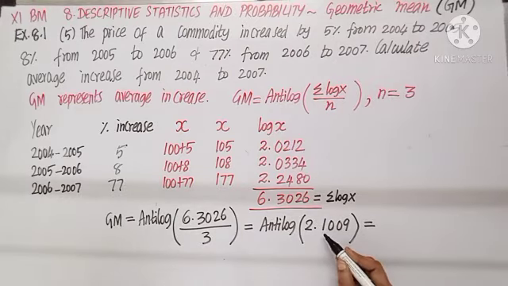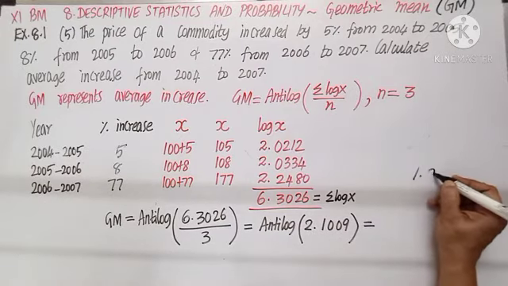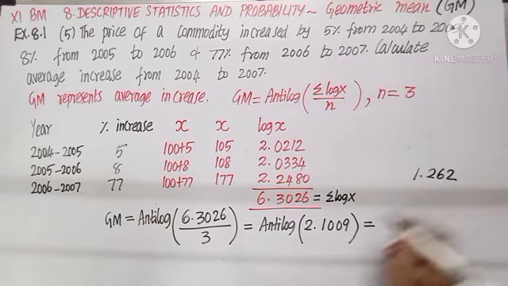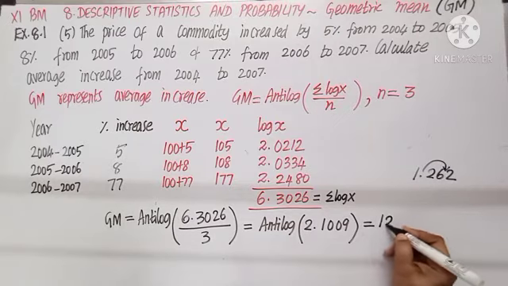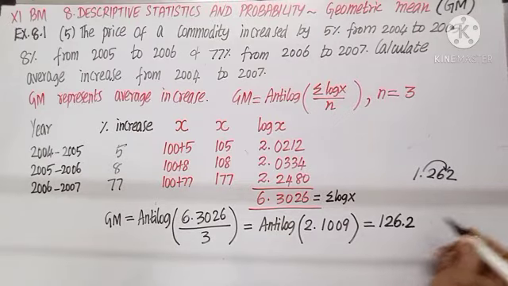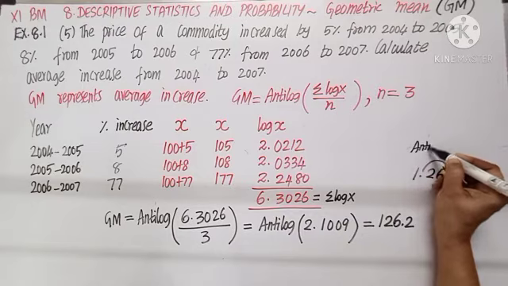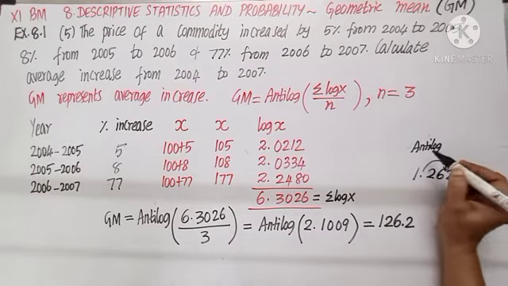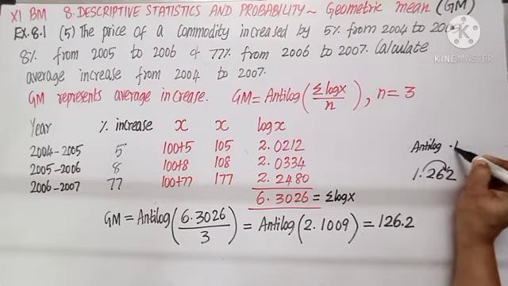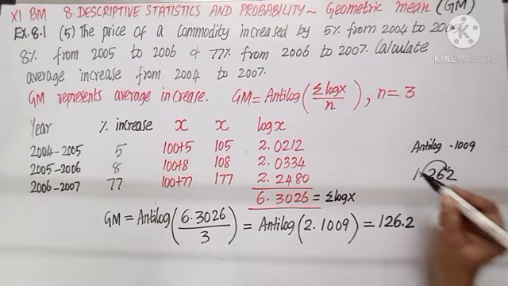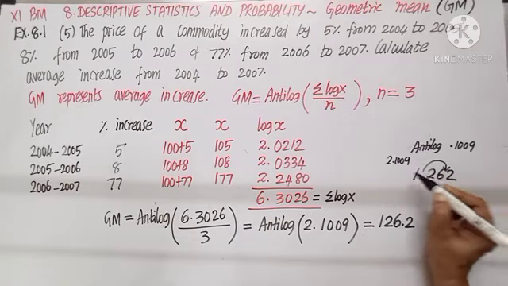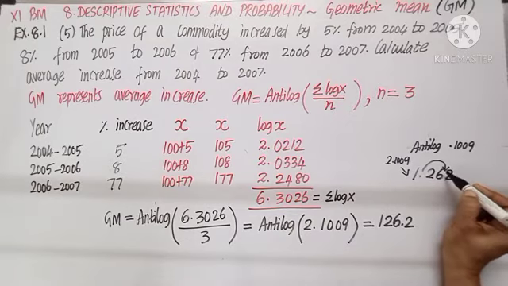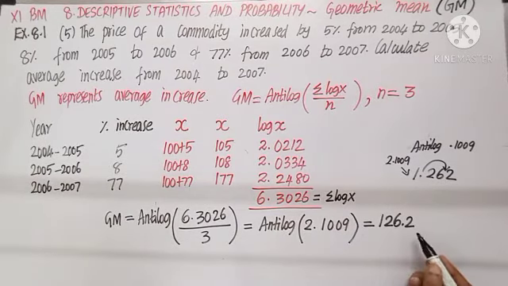So in the book bag, under 0.1009, we get 1.262. Now since I have 2, place the decimal after 2, I get 126.2. So remember how to find antilog from your book bag. I am choosing antilog for 0.1009. When it is 2.1009, place the decimal after 2 digits. So my answer is 126.2.